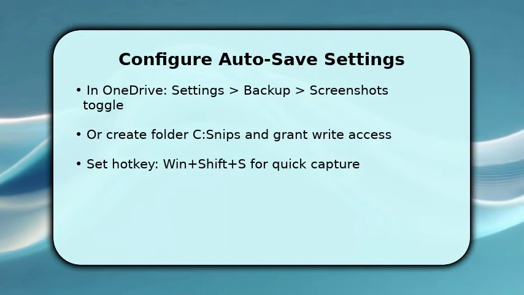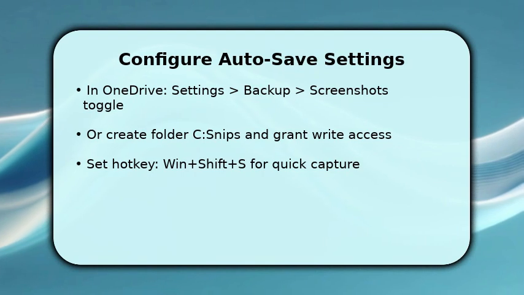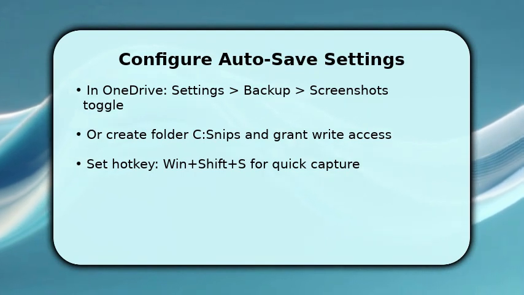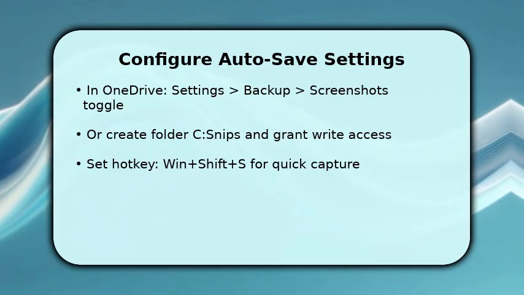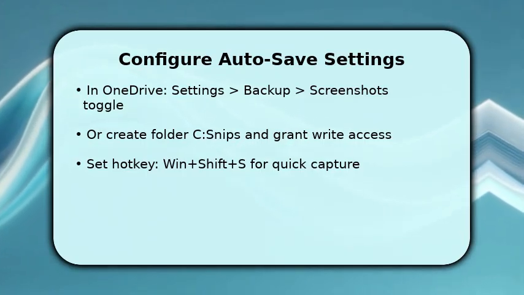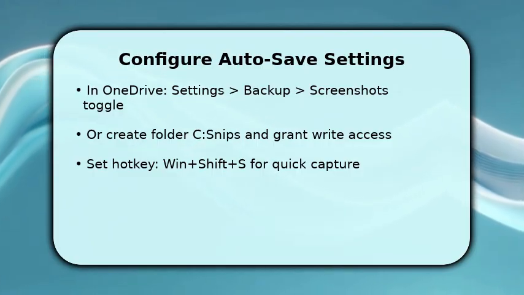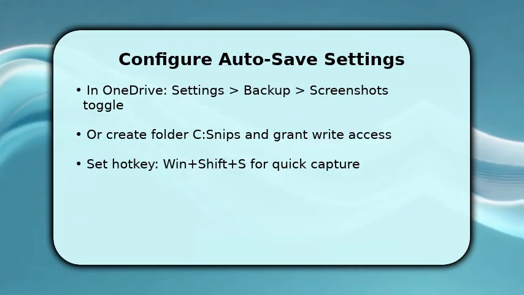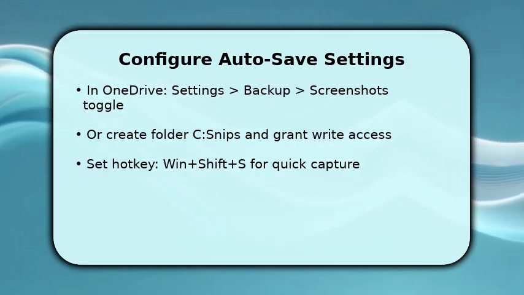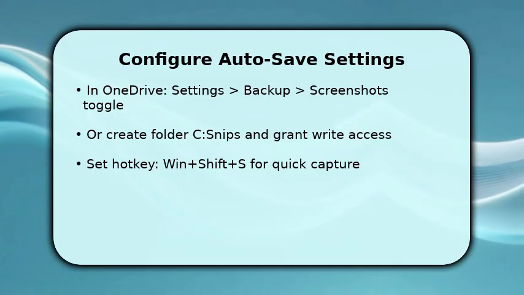Now configure the save behavior. Open OneDrive settings and enable screenshots backup so every snip saves to OneDrive's pictures/screenshots automatically. If you prefer local saving, create a dedicated folder such as /snips and right-click to confirm write permissions for your user account. Redirect the Snip and Sketch save path if needed.